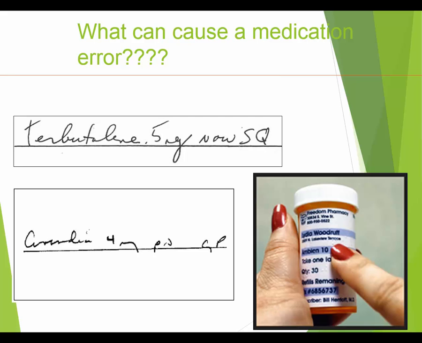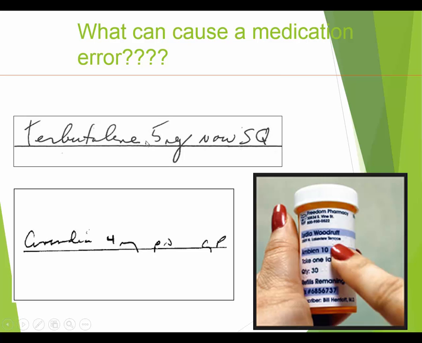This order says terbutaline 0.5 milligrams now subcutaneously. However, if the line below it had some sort of scribble, and that little decimal point right there got obscured, like maybe somebody thought it was the dot on an I below it, or maybe something came up, that would turn into terbutaline 5 milligrams now, sub-Q. Big difference in the dose there. 0.5 and 5 are huge differences in the dose.